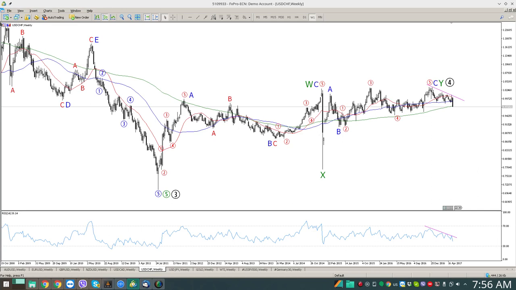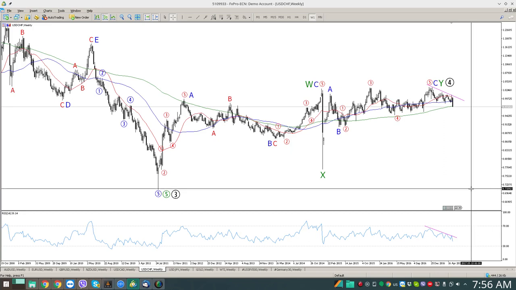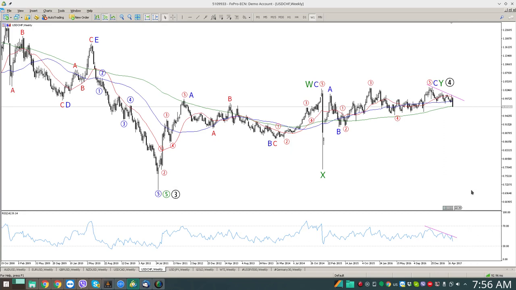And if my broader count is correct, this is the end of wave three and this the end of wave four, so we are certainly looking for a decline below this level in the long term. But of course, this is a very, very long-term assumption. We need to see this decline accelerate before we get very excited for this expected downtrend.